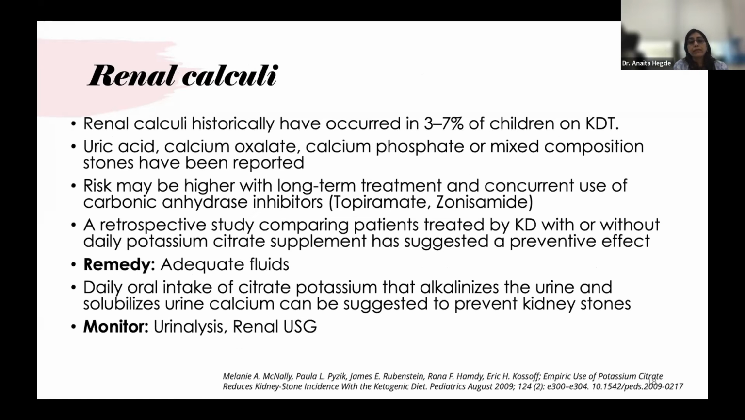Renal calculi. Renal calculi has historically occurred in 3 to 7% of the children on ketogenic diet treatment. Uric acid, calcium oxalate, calcium phosphate, or mixed composition stones have been reported. Risk may be higher with long-term treatment and concurrent use of carbonic anhydrase inhibitors like topiramate and zonisamide. A retrospective study comparing patients treated by KD with or without daily potassium citrate supplement has suggested a preventive effect.